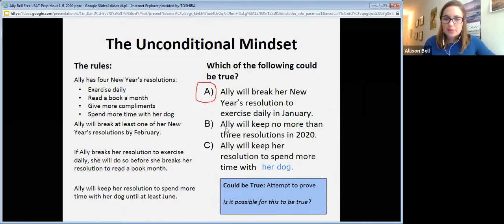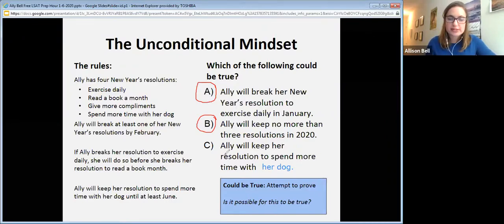Let's look at B. I will keep no more than 3 resolutions in 2020. Is this something that's possible? Well, again, the first rule tells me I'm going to break at least 1. So this certainly seems like it could be true. And in fact, it was the answer to our last question, what must be true? If something must be true, then it definitely needs to be possible. So answer choice B is an example of something that both must be true and could be true.